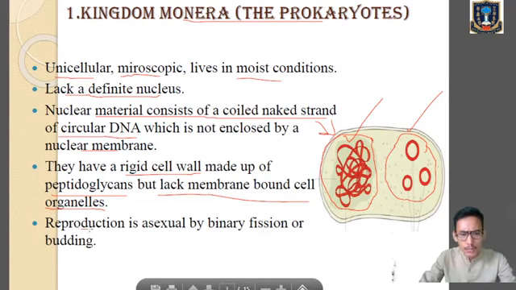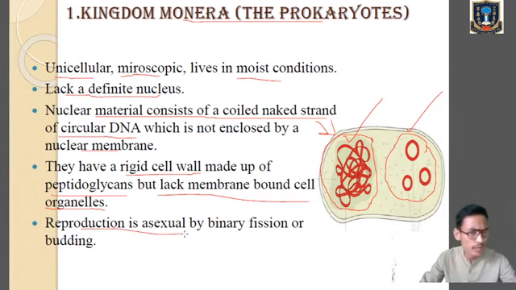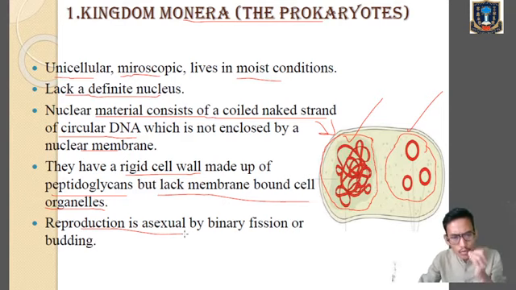Next one, reproduction is asexual. Asexual means a single parent is involved. There is no formation of gamete, there is no fusion of gamete. It only involves the single parent where there is no need of gamete formation and the fusion of gamete. So what type of reproduction occurs in case of monerans? Asexual reproduction occurs in case of monerans.